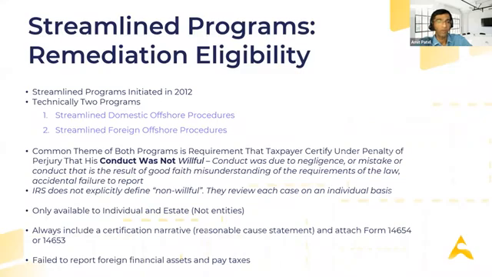But what you see is the common thing between these two procedures. As I'm repeating again and again, the common theme of both programs is that taxpayers certify under penalty of perjury that their conduct was not willful. The conduct was due to negligence or a mistake, and that mistake was a good faith misunderstanding of the requirements of the law, an accidental failure to report.